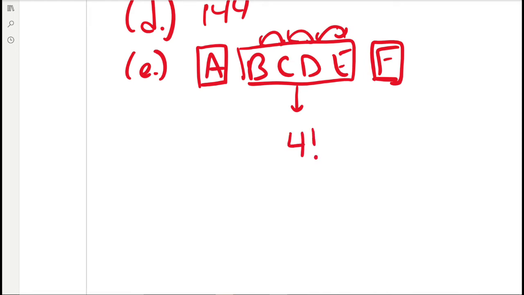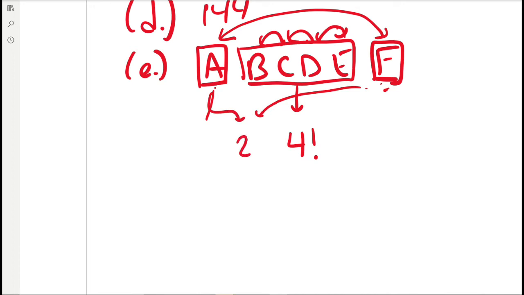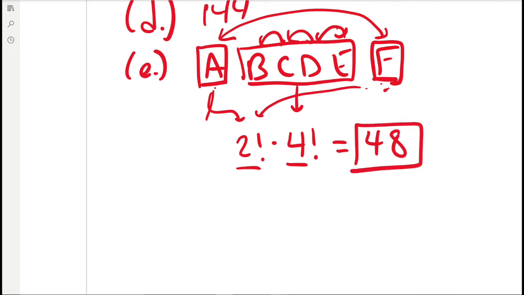Now, how many ways do I have of getting A and F at each end? Well, there's only going to be two ways, right? I can swap A and F, and that would be two ways, also known as 2 factorial, 2 times 1. So there are 2 factorial ways of rearranging those guys. So I'm going to lump that into one number, 2 factorial. And then by the multiplication counting principle, we multiply those two together. In that case, we have 48 possibilities.